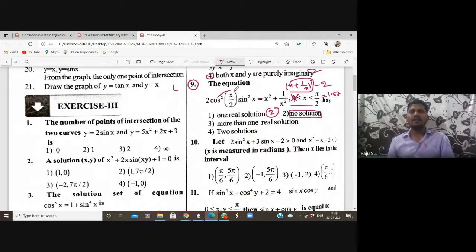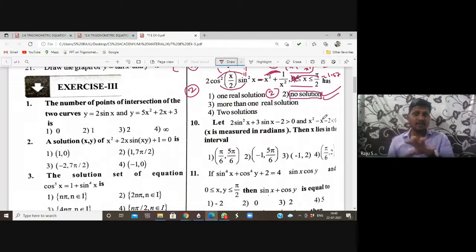When sin square x is equal to 1 and cos square x is equal to 1, 1 into 1, 2 into 1 is 2. The maximum value becomes 2. Here also the minimum value of x square plus 1 by x square is 2. To get the LHS value equal to 2, both must be equal to 1. It is not possible in any case. So no solution for this.